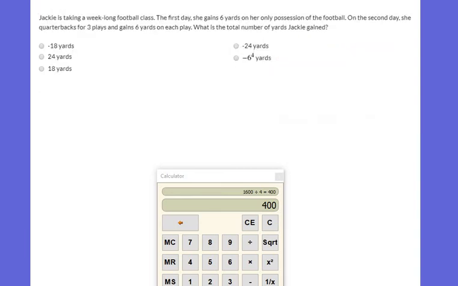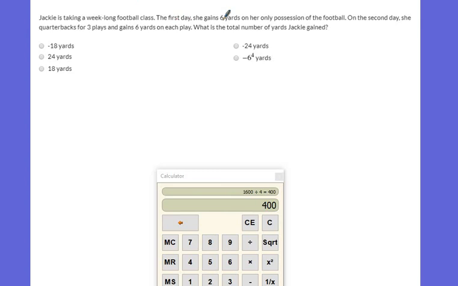Alright, let's see. Jackie is taking a week-long football class. The first day she gained 6 yards on her only possession of the football. On the second day, she quarterbacks for 3 plays and gained 6 yards on each play. What is the total number of yards Jackie gained?